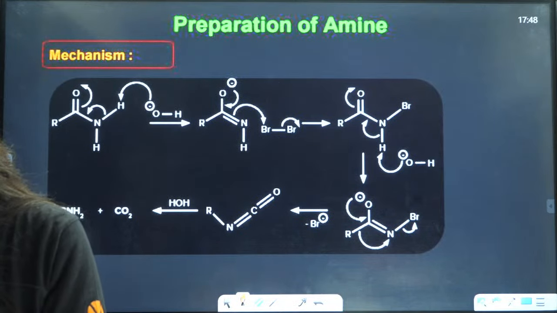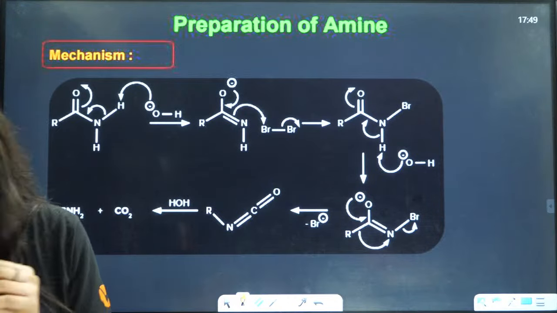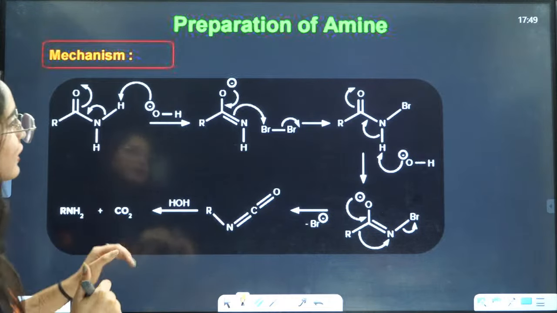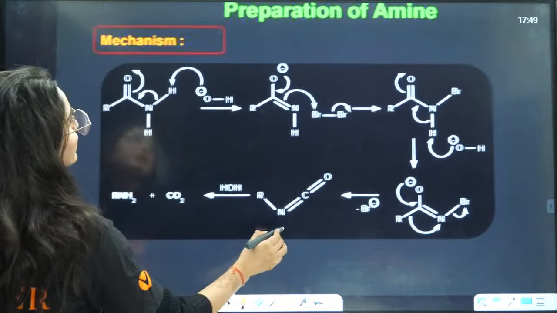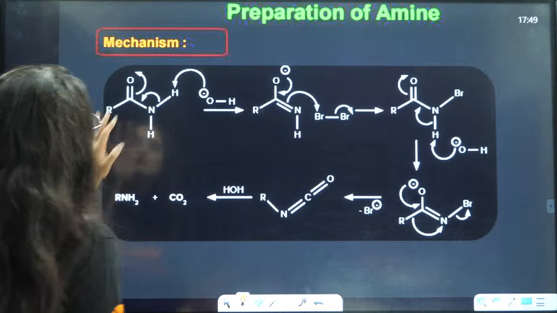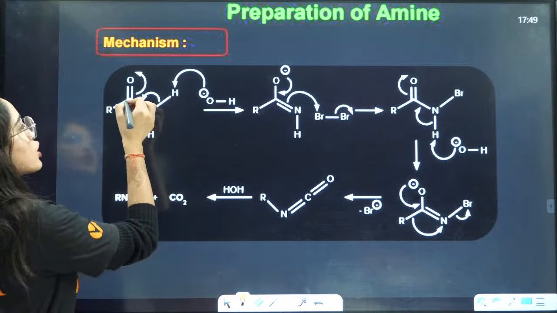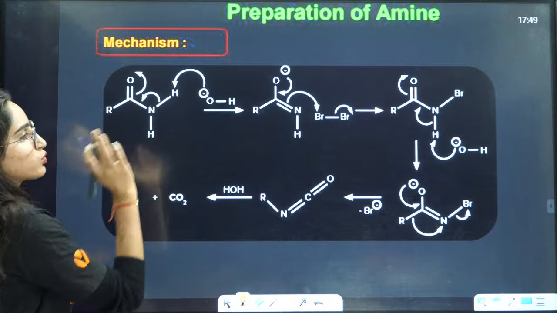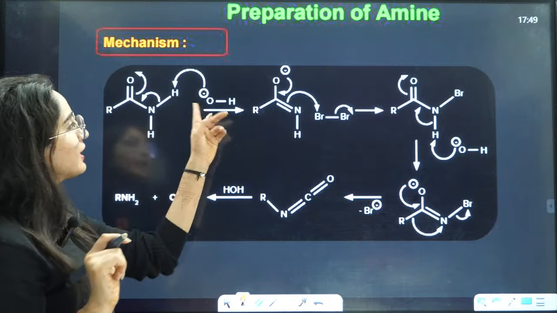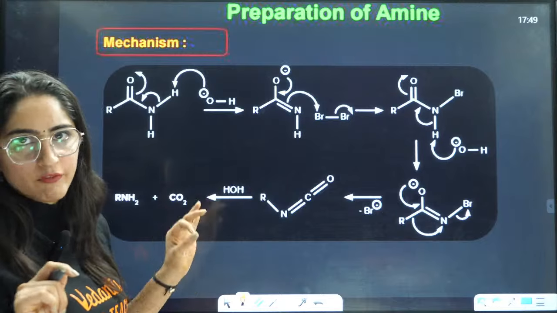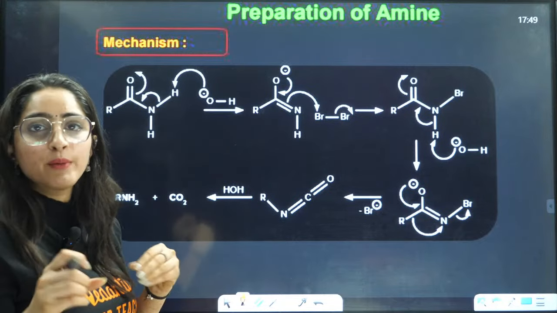Okay. Yes, Yamini, Navadeep, Shri, Vatsa. Yes. Now, what we are going to do here, let us see. So this is your mechanism. Let us see one by one what is the step. So this is RCONH2. This is your amide group. And here you are adding O negative, OH, basically you are adding base here.